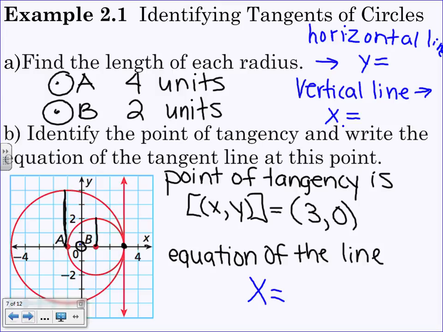So we'd say, okay, at this point, x would equal 3, because we have 1, 2, x is 3. So the equation of our line is x equals 3. And all this means is that for every value of y, if I told you that y was 1, x would be 3. If I told you y was negative 6, x would still be 3. So all those points would fall along that line.